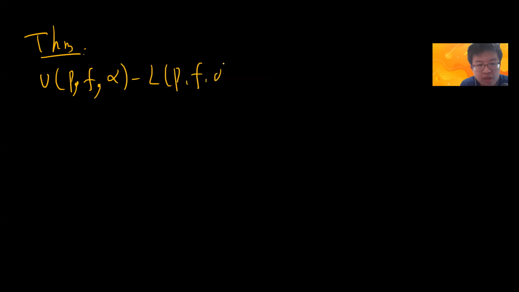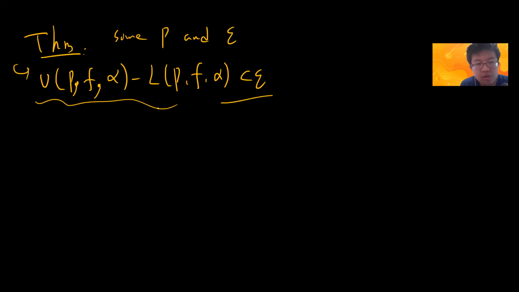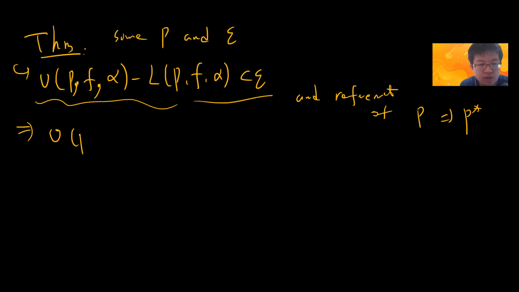So, another theorem which we need to prove. The theorem is basically simple. Suppose you have a partition P such that UP F alpha minus LP F alpha is less than epsilon. Then you can easily show, by the previous argument, that any refinement of P, let's call it P star, also satisfies this property.